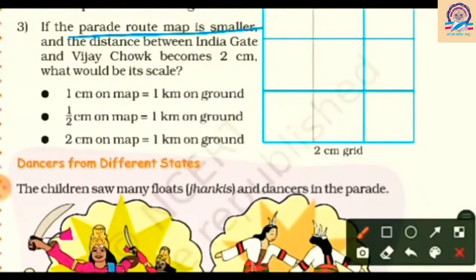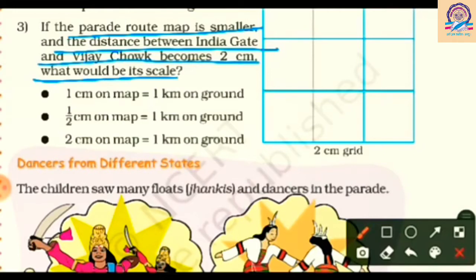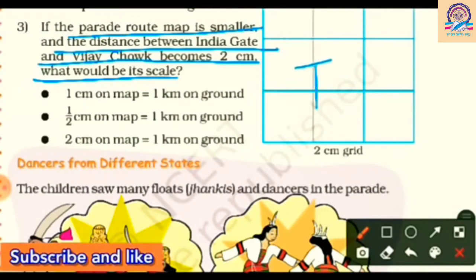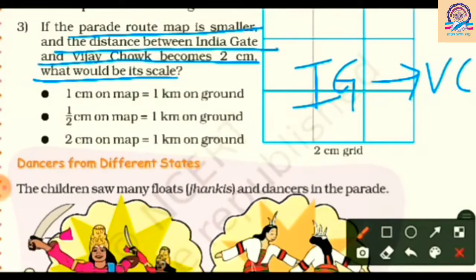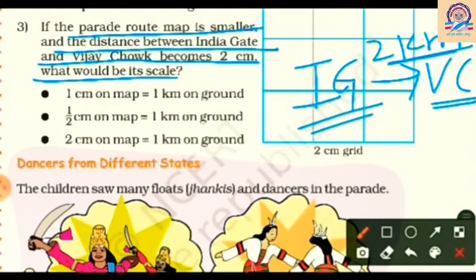If the parade route map is smaller and the distance between India Gate and Vijay Chowk becomes 2 centimeter, what would be its scale? Here 3 options are given, out of which we have to find the answer. So let me tell you, the distance between India Gate and Vijay Chowk is 2 kilometer. How much is the distance? 2 kilometer. Here they have given us 2 centimeter.